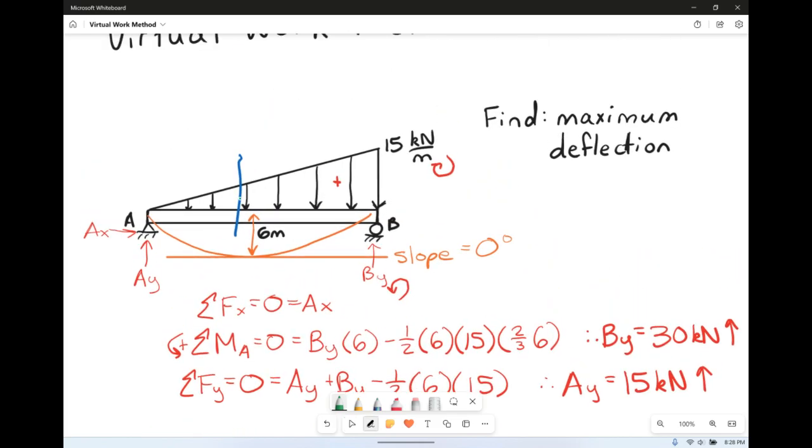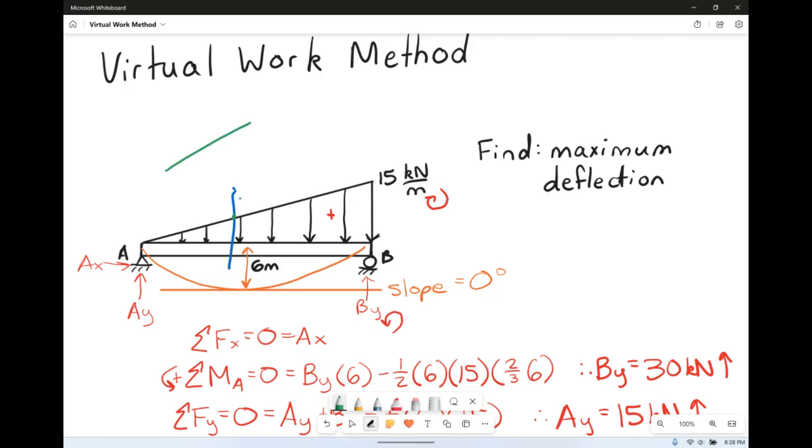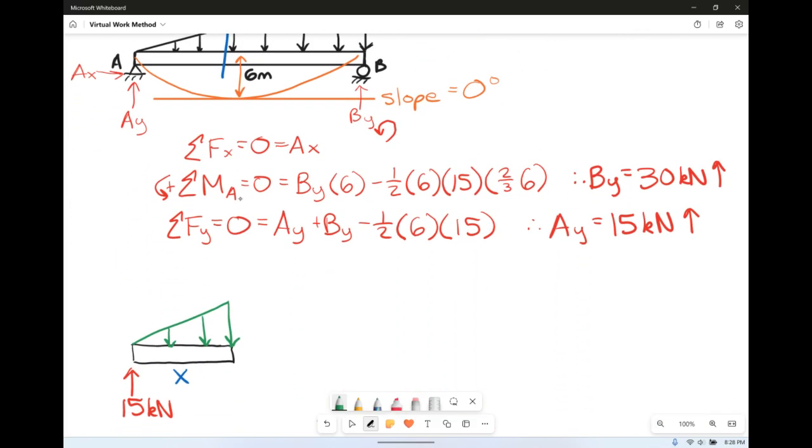If I want to find what the value is right here, then let's do a similar triangle. We have across 6 meters, we have a height of 15. So across x meters, we're going to have a height of y. So 15 over 6 is equal to the y height over x. So our y height is going to equal 15 over 6 times x. So we're going to put that right here. This is 15 over 6 times x.